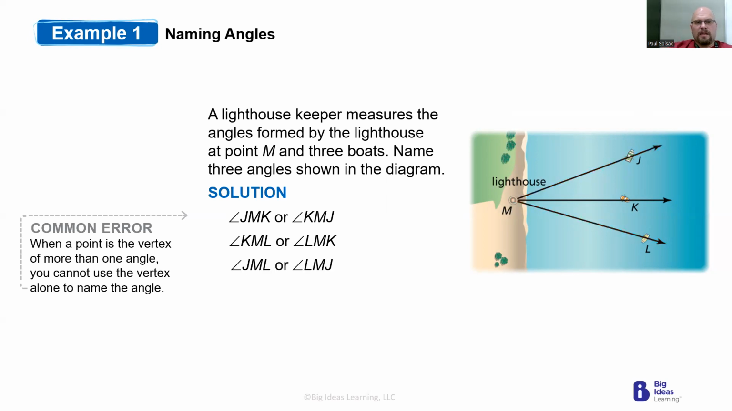Now, each of those could be named 2 different ways. We used 1 point from a ray, then we used the vertex, and then we used a point from the other ray. There's no other way to name this one because M is the same vertex for multiple angles. So you can't use just the one letter to name it. And we don't have any numbers on here, so we can't use numbers to name it. So those are the only acceptable options right now.